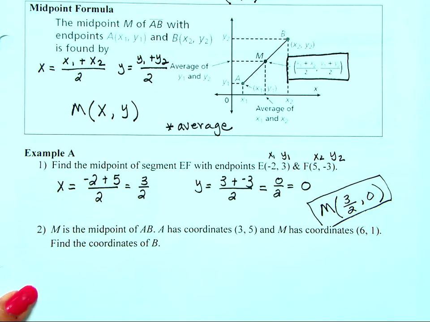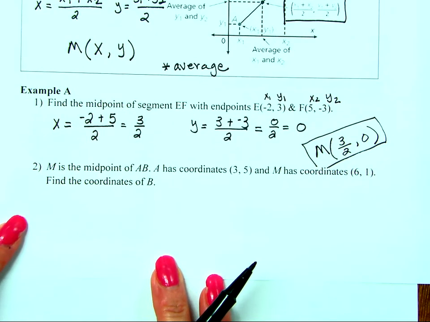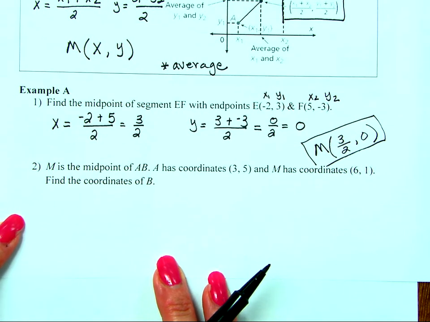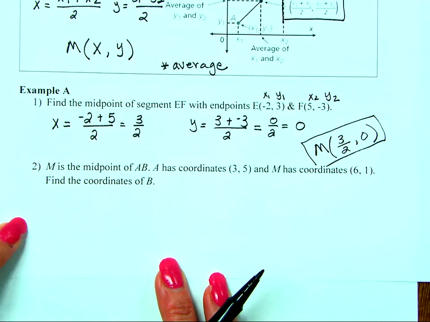Question 2 is just slightly different because in question 2 they tell me that M is the midpoint of AB. A has the coordinates 3, 5. M has the coordinates 6, 1. Find the coordinates of B.